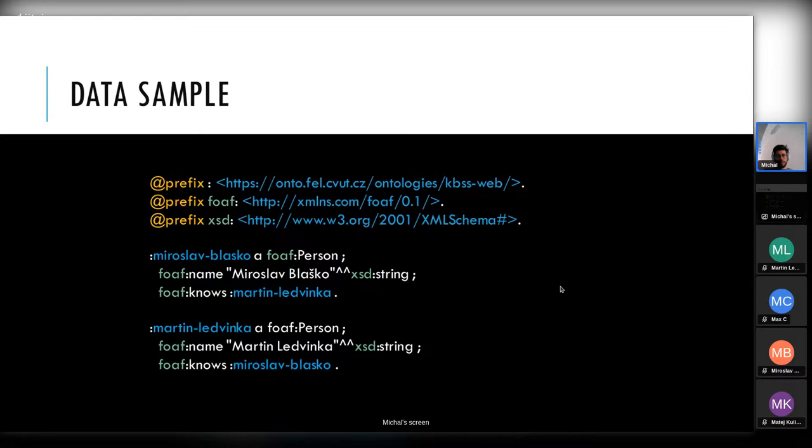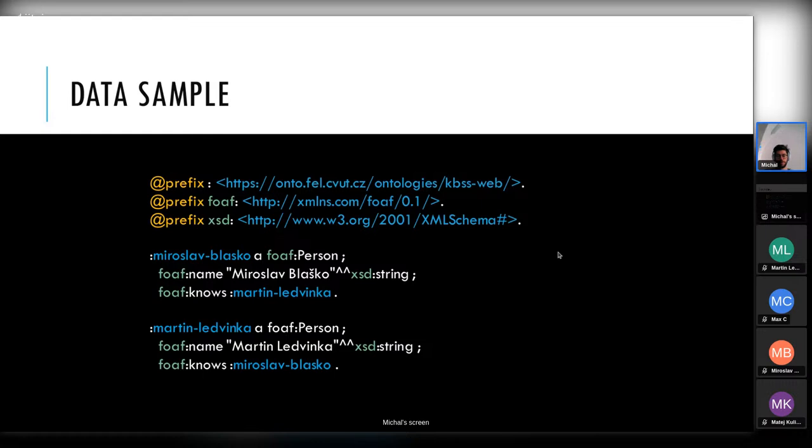And here is the data sample which I was using. So I created two resources, Miroslav Blažek and Martin Medvinka. Both are FOAF persons, and they have a FOAF name, which is a string, and they know each other. That's it. This is a really easy data sample, but it works.